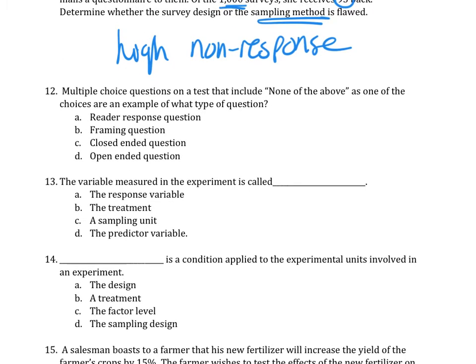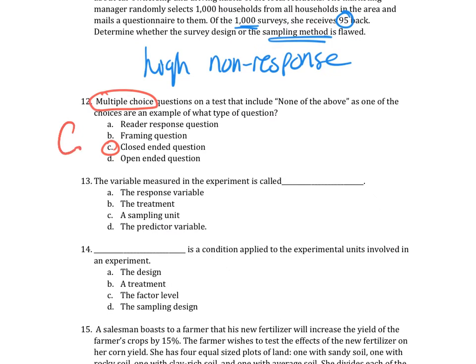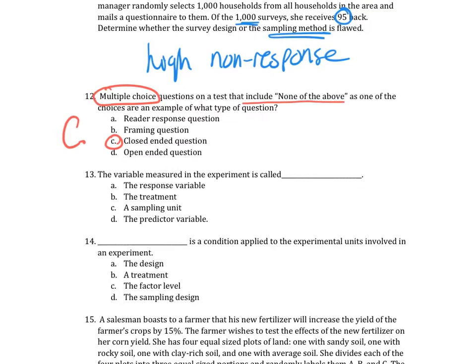All right, number 12. Multiple choice questions on a test that include none of the above as one of the choices are an example of what type of question? Multiple choice is always going to be closed-ended, so letter C. The types of questions are closed and open. Closed is multiple choice. Open is short answer, where people can write in whatever they want. The fact that we include none of the above doesn't change anything. It's still a multiple choice question.